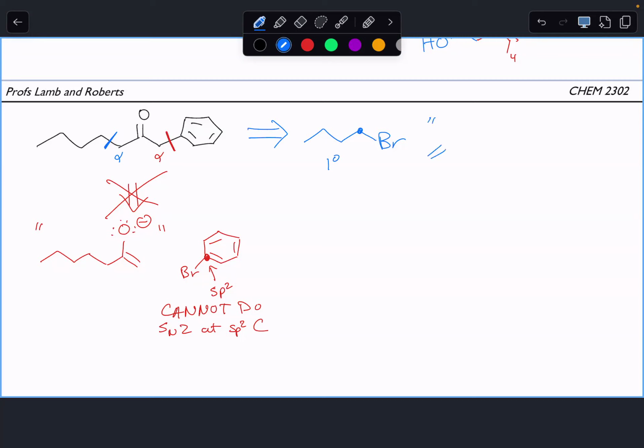And then we would need an enolate that looks like this. So then we ask ourselves, does this enolate exist? Or could I make this enolate? If I went back one step from there, the ketone that it would come from would look like this.